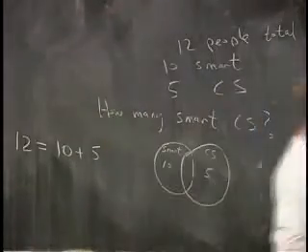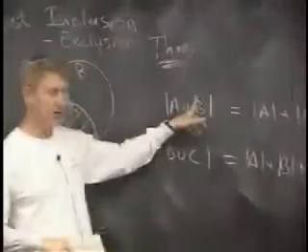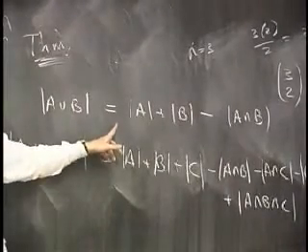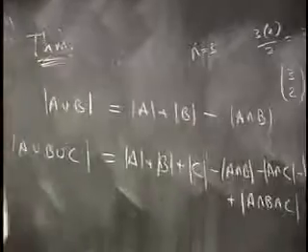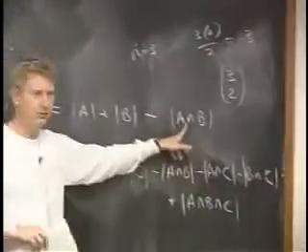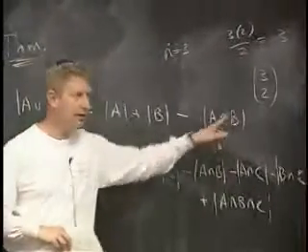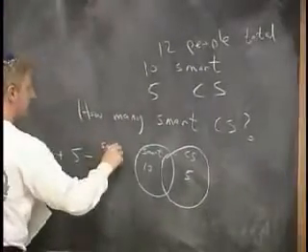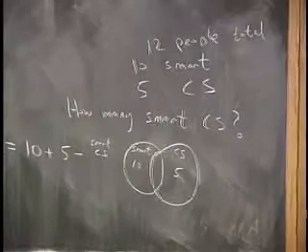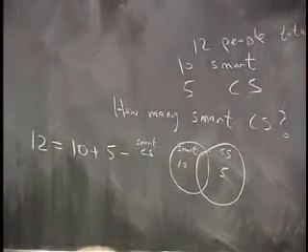This 12 is A union B. A is the number of smart people. B is the number of computer scientists. I have to subtract off the number of people who are both smart and computer scientists. Smart computer scientists. So what's the answer? Anywhere from 3 to 5.